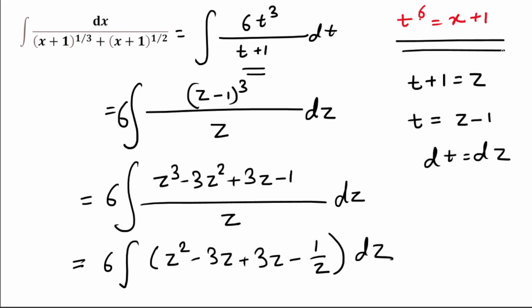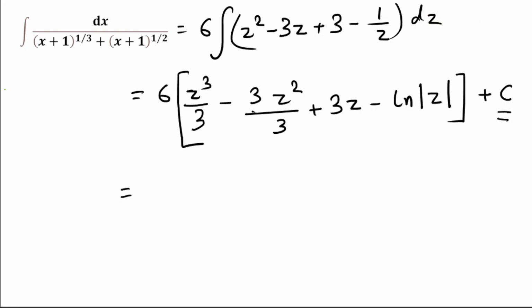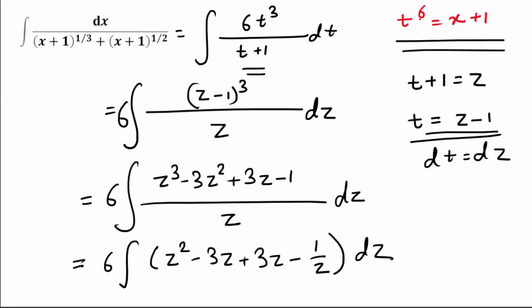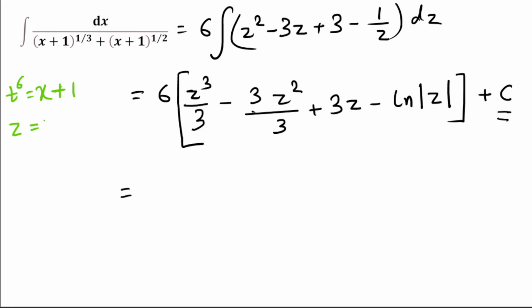Substitute. So t to the power 6 equals x plus 1, and we have t equals z minus 1, right? So again, we'll write it this way: t to the power 6 is equal to x plus 1, right? And z, what was z? Z equals t plus 1, right? So we have that.